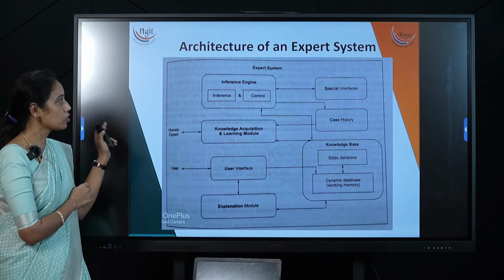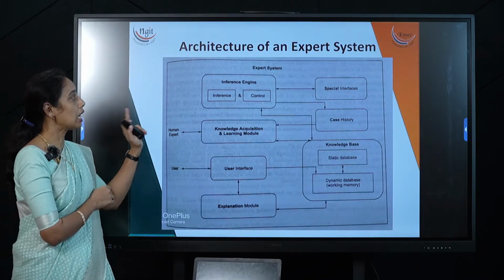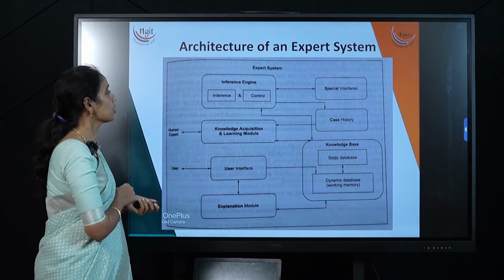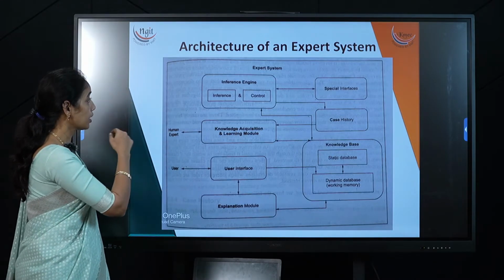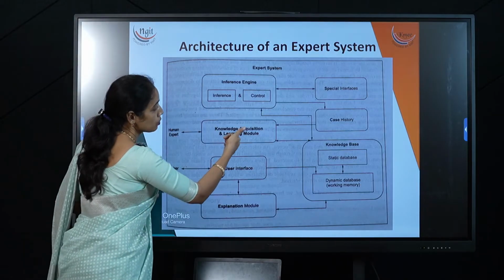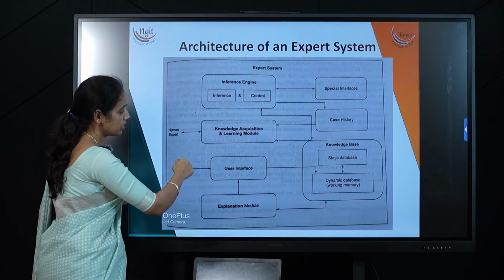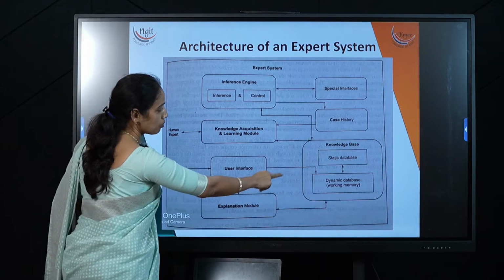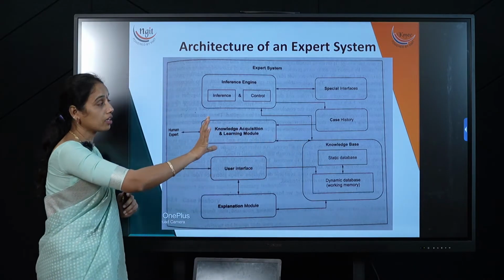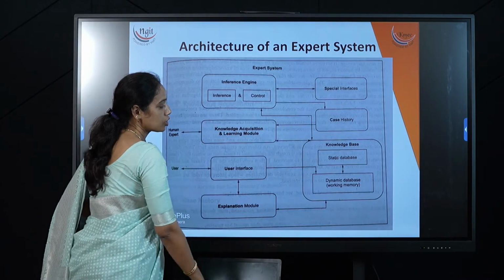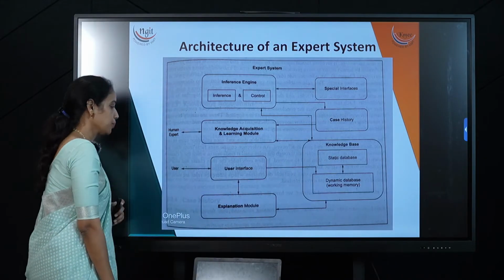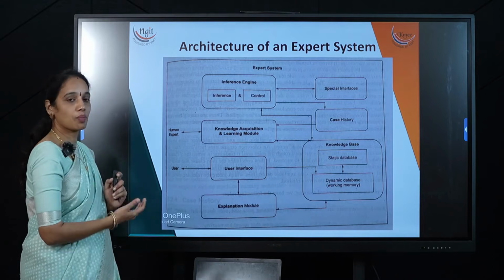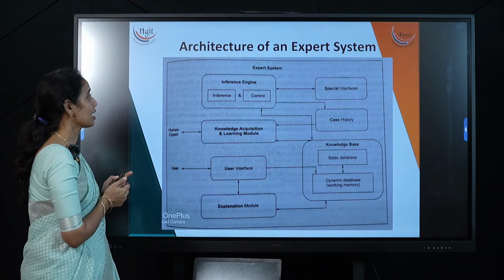And the next one, just look at this. This is the architecture of an expert system, where these are the components: inference engine, special interfaces, knowledge acquisition, user interface, explanation module, and the heart of this expert system is the knowledge base, which consists of static databases and the working memory. Let us discuss the components of this expert system one by one.